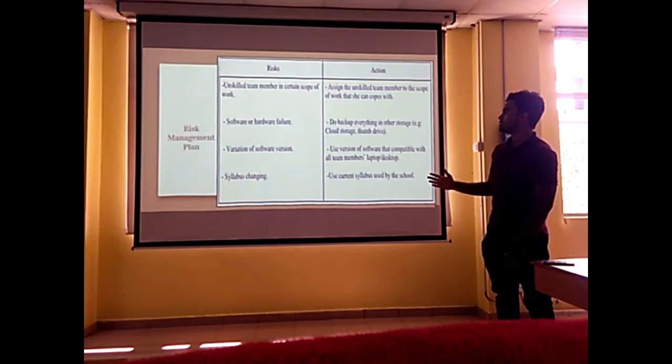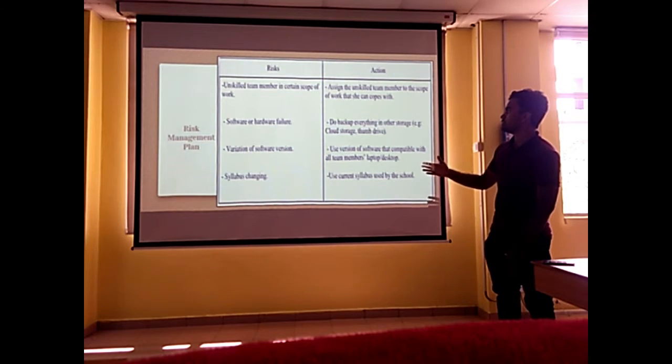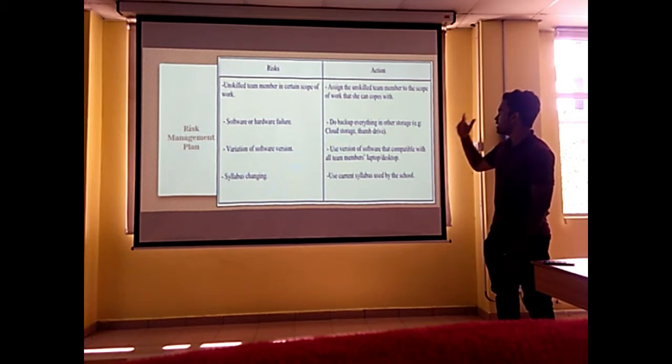Next, the risk management plan. The risk management plan is we are going to plan the risk in this project plan. For example, the first risk is unskilled team members in certain scope of work. The action that will be taken is we assign the unskilled team member to the scope of work that she can cope with. Next is software or hardware failure risk. The action that will be taken is do backup everything in other storage, such as cloud storage.